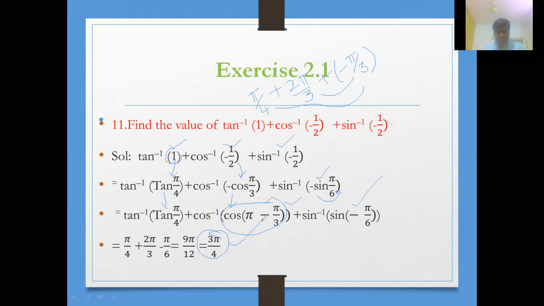Here, now here, directly for this we will get 2 pi by 3. For this, tan and tan cancel, we will get pi by 4. And for this, minus pi by 6. Clear? So now we can simplify this, we'll get the answer. Hope you've understood. Right? Now, let us go for the next question in this.